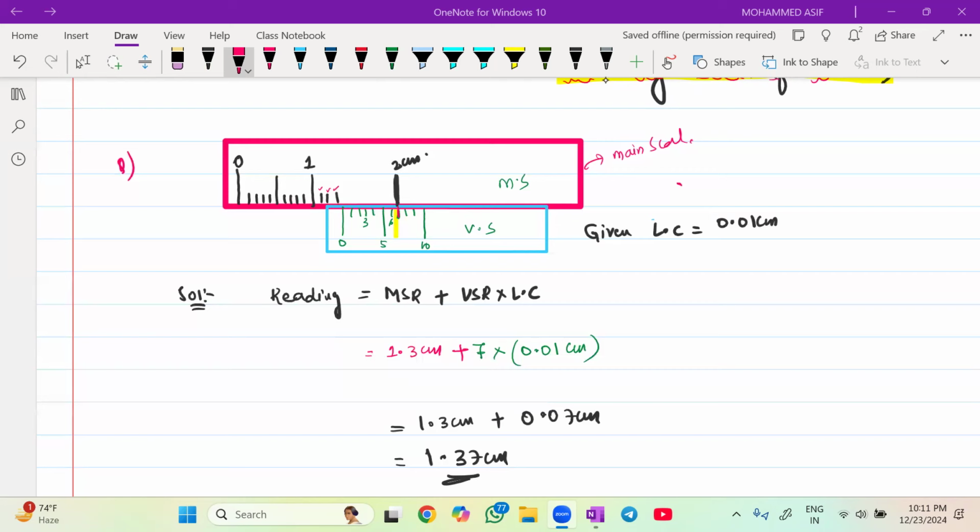You practice the notes from this and try to do some numericals of the PYQs related to this topic from previous years. So you'll get an idea how the questions have been framed on the Vernier scale as well as your screw gauge. Am I clear, beta? Yes, sir.